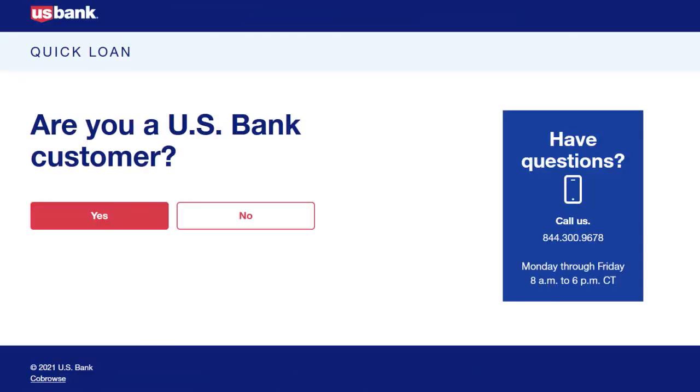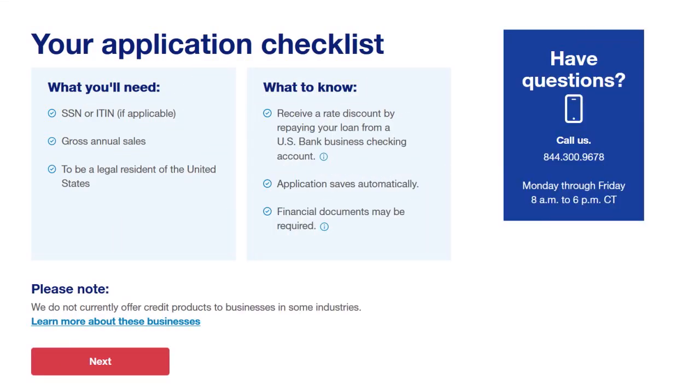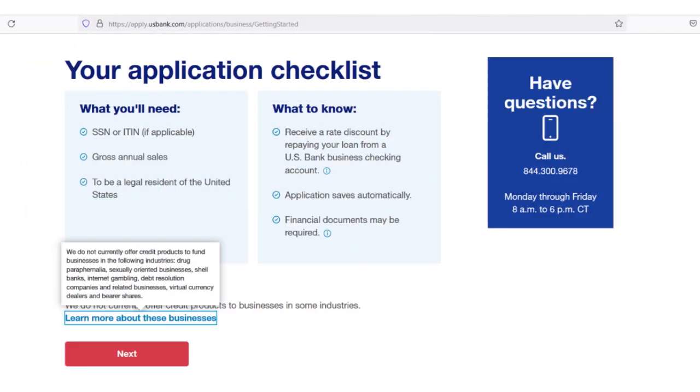Next, they're asking you if you are a US Bank customer. Normally, you have to be a US Bank customer to qualify for this loan, or at least to boost your chances of qualifying. Here you can see your application checklist. In our case, we put no because we're not a US Bank customer, but it's ideal that you be a customer. On the next screenshot they show you your application checklist, what you will need: your social security number or ITIN number, gross annual sales, and you need to be a legal resident of the United States.